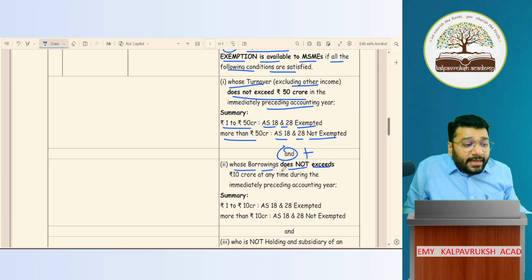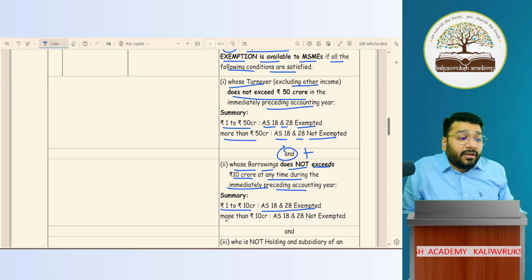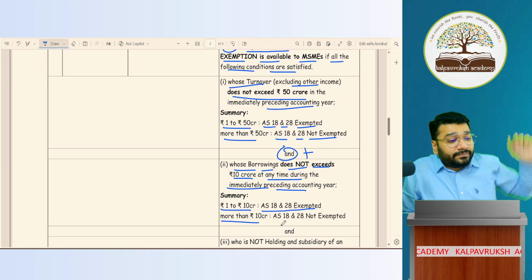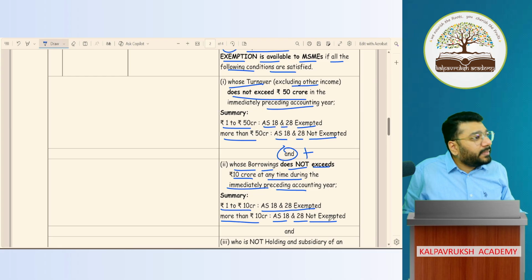Whose borrowing does not exceed 10 crore at any time during the immediately preceding accounting year. If it is 1 to 10 crore borrowing, AS 18 and 28 are fully exempted. If your borrowing is more than 10 crore, AS 18 and 28 are not exempted; you fully have to comply with them. Okay, not okay. Clear or not clear?